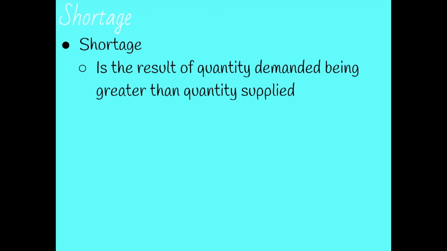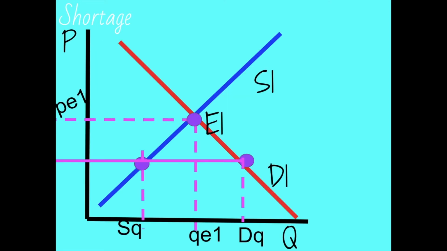A shortage is when there is more quantity demanded than quantity supplied. And on a graph, it looks like this. I know at first you're like, whoa, that's a lot. But look at it. You've got your P, your Q, your D1 and your S1, and you can see where equilibrium is. But because there's a shortage, you come down to this line below equilibrium, and you can see the quantity demanded. Where the purple dot meets the red line, the quantity demanded is greater than the quantity being supplied, where the purple dot meets the blue dot.